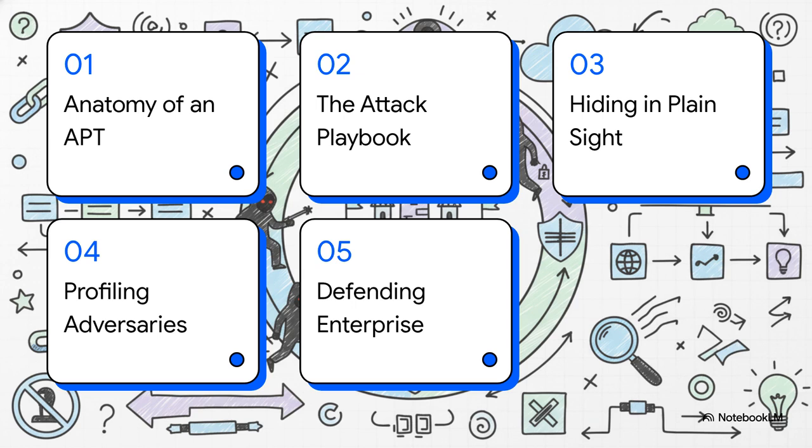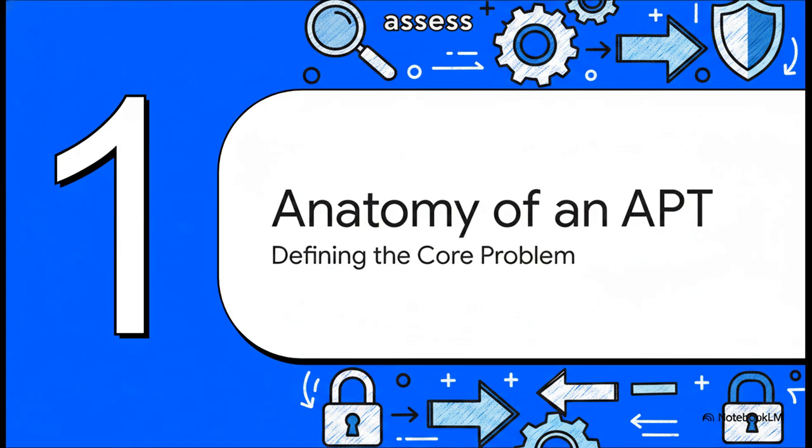So, here's our roadmap for today. We'll look at the anatomy of an APT, the attack playbook they use, how they hide in plain sight, profiling the adversary, and finally, defending your enterprise. All right, part one, the anatomy of an APT.